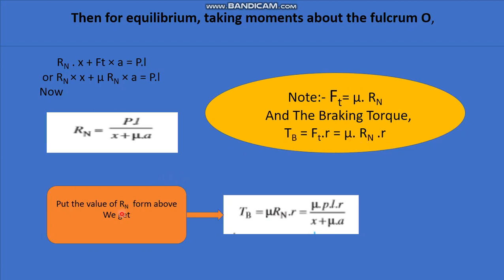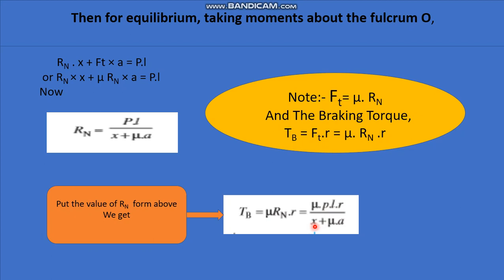Now to find the braking torque, put the value of Rn in this equation, we get Tb is equal to this. By the complete formula, the braking torque is equal to mu P L into R divided by x plus mu into A, where mu is the coefficient of friction, P is the external force, L is the distance from the fulcrum to the line of action of P, R is the radius of the drum, and x is the distance from the fulcrum to the normal reaction.